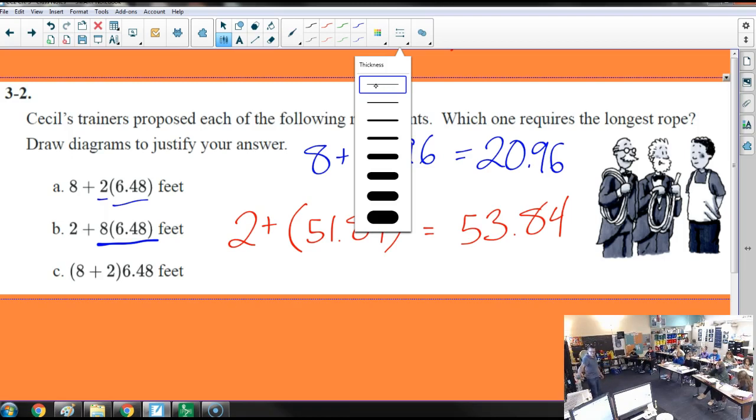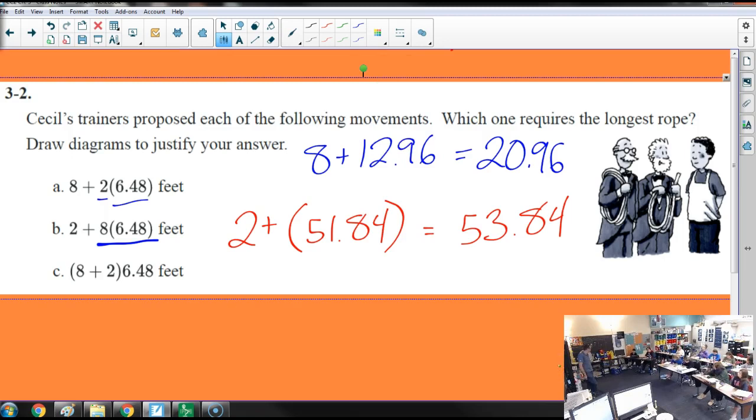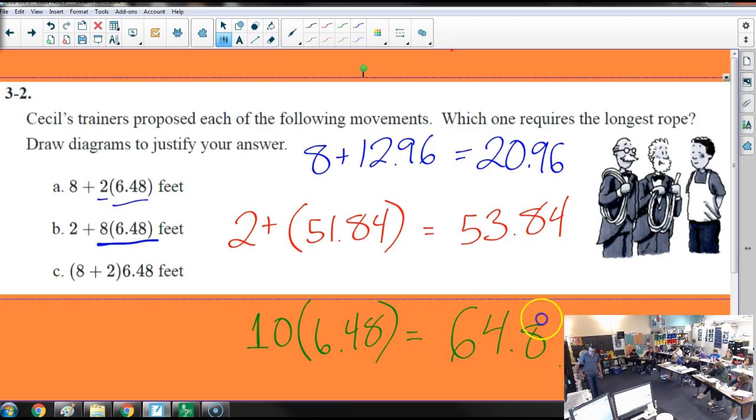What do I have to do first in C? Give me something I haven't talked with yet. Nick, I guess we haven't really talked. What do I do first in C? The addition, right? Because it's in the parentheses. So that becomes 10 times our 6.48. I moved what was in parentheses, but it doesn't matter because all they're doing is showing us multiplication. And this becomes 64.8 because we know that we just shift the decimal when we multiply by tens, or powers of 10, like 100, 1,000, 10,000, whatever.